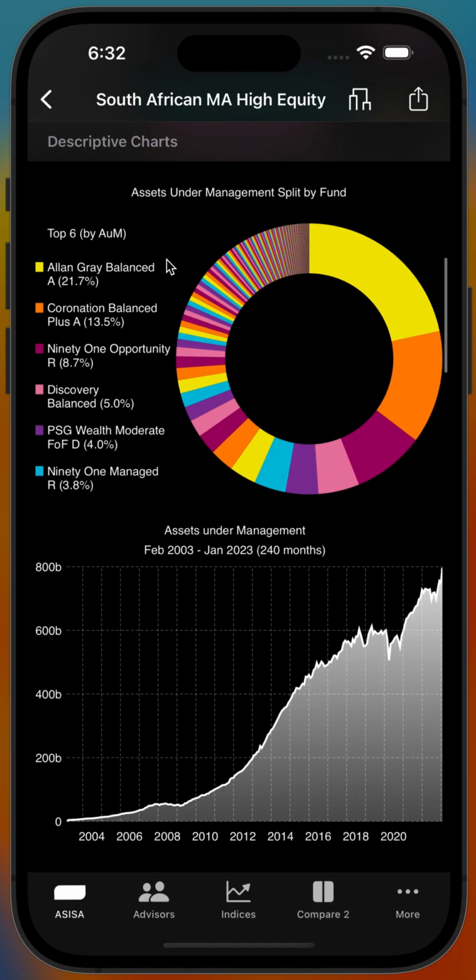So if we scroll down a little bit further, we get the assets under management split by fund. And here you can see that concentration I was talking about. Allan Gray, close to 22% of this category, followed by Coronation with about 13.5%, 91 Opportunity, Discovery Balanced, which is also managed by 91, PSG Wealth, 91 managed. Okay, so you've got about one fund almost accounting for 25%, and about 4 funds accounting for almost 50%.